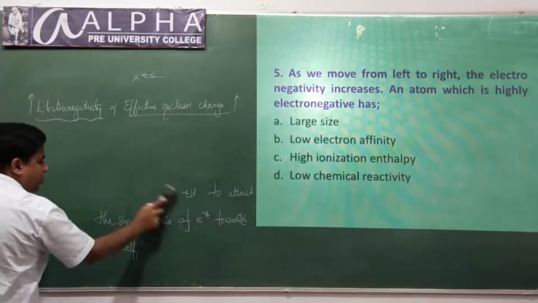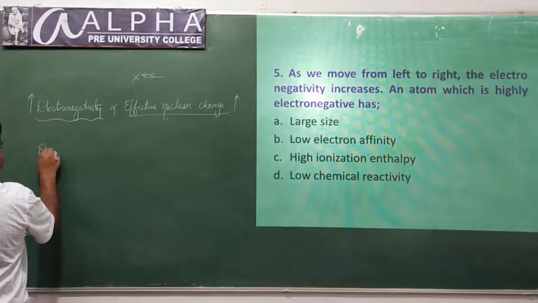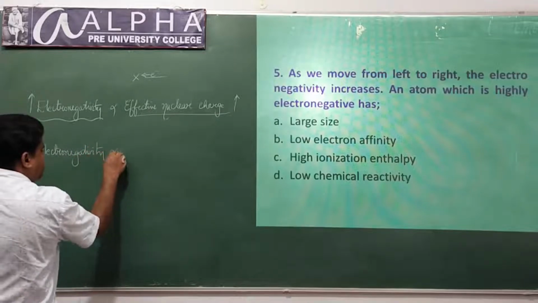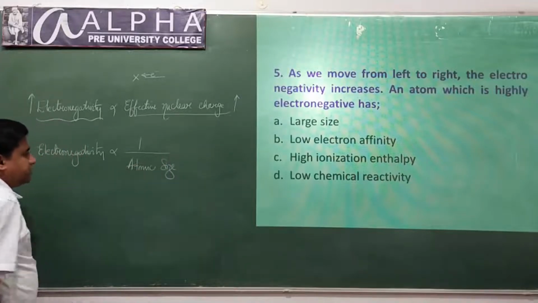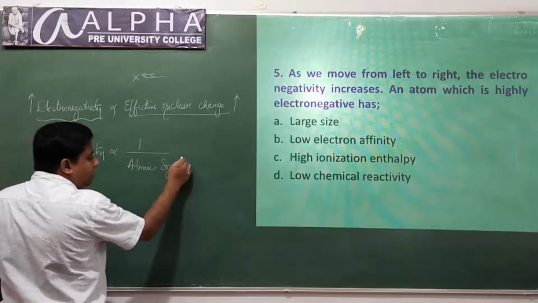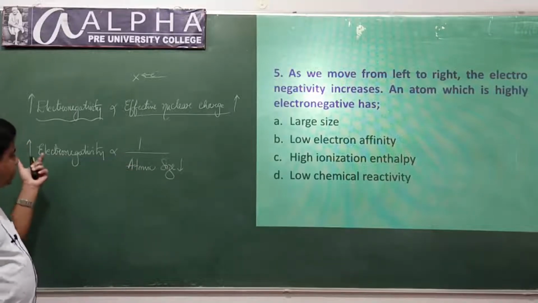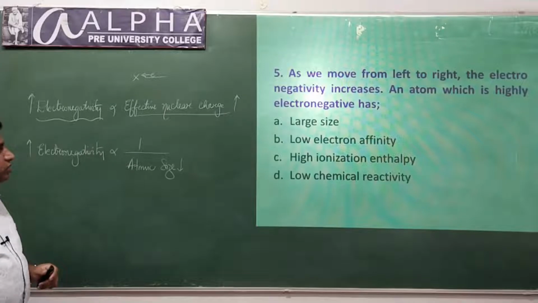And you should also remember that electronegativity is inversely proportional to atomic size. Are you getting my point? Lesser the atomic size, more will be the electronegativity. Please understand this point. Electronegativity is inversely proportional to what? Atomic size. This is how the idea is. So electronegativity is directly proportional to effective nuclear charge, and electronegativity is inversely proportional to atomic size.